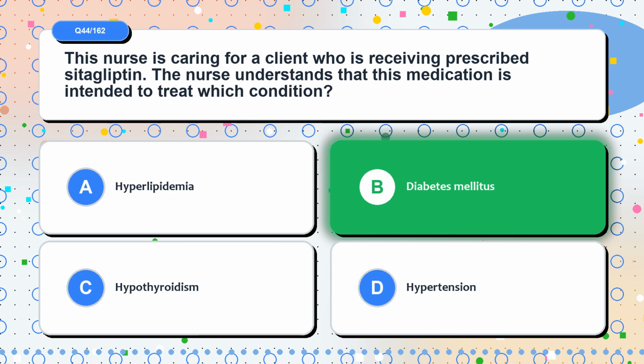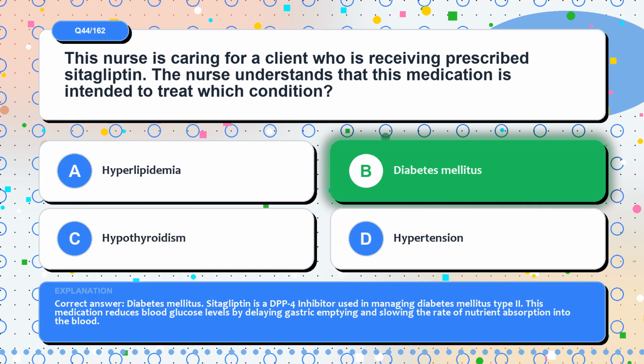The correct answer is option B: diabetes mellitus. Sitagliptin is a DPP-4 inhibitor used in managing diabetes mellitus type II. This medication reduces blood glucose levels by delaying gastric emptying and slowing the rate of nutrient absorption into the blood.